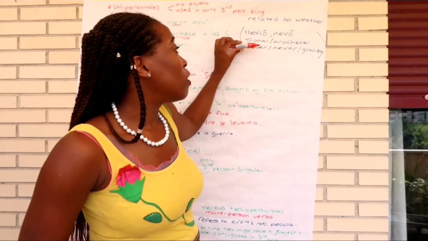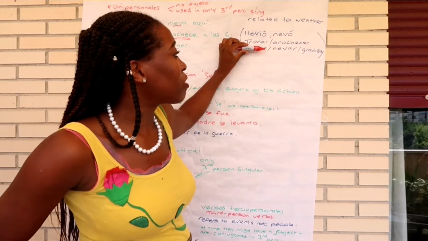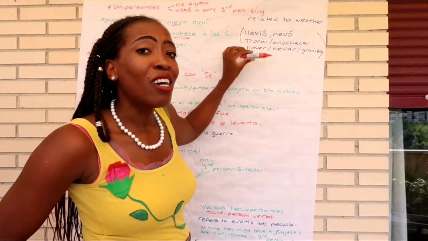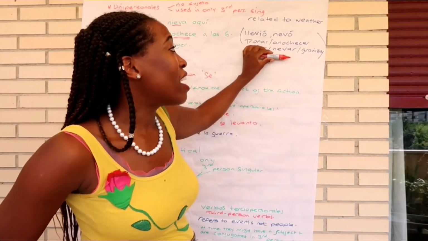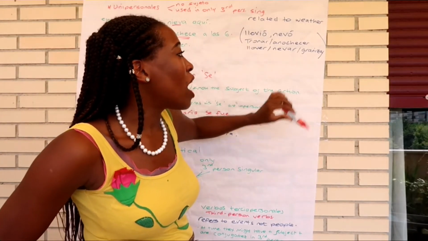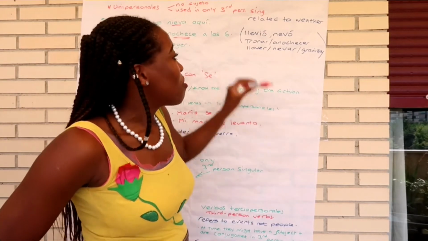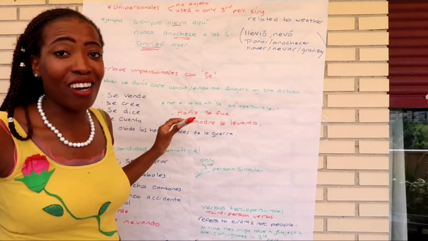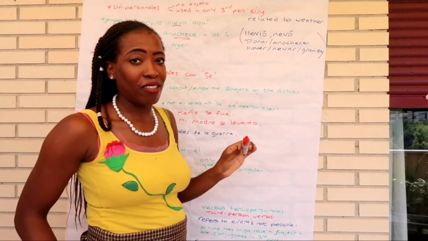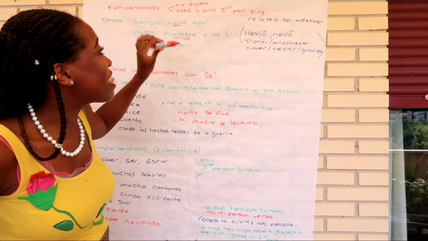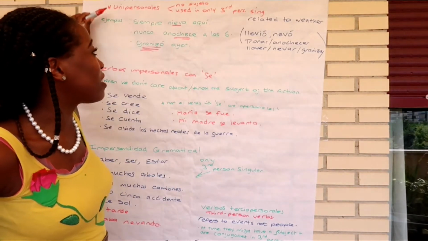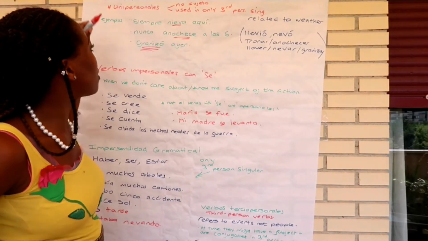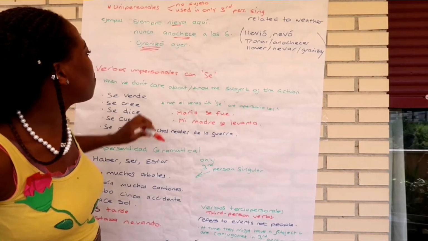So, the verb tronar, which is to thunder, anochecer, which is to get dark, llover, which is to rain, nevar, to snow, and granizar, which is to hail. We use these only in the third person singular. So you would never say this in plural, ever. Always in the singular. So these are unipersonales. So we use only in third person singular. Okay? So that's the use of these verbs.